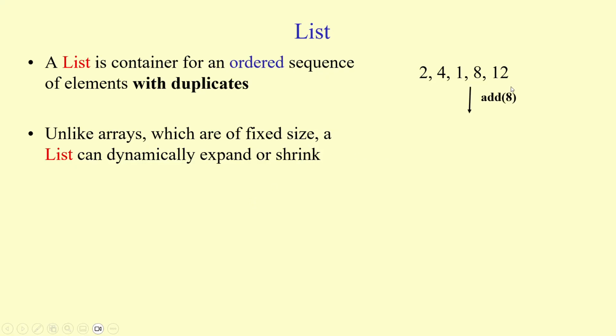Let's append 8 to it. So append 8 means adding 8 to the end. The list becomes 2, 4, 1, 8, 12, and 8.